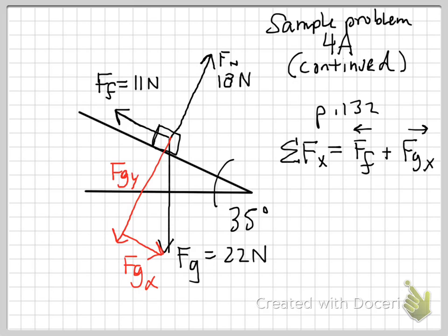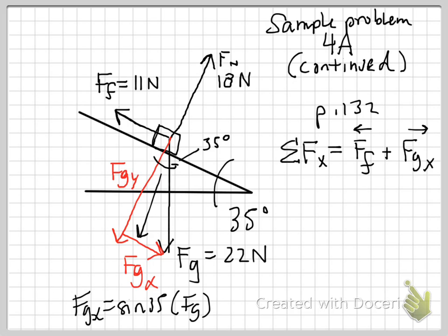We're given the force of friction. We have to write an expression for the force of gravity on the x. Because we know that this angle is 35 degrees, we can write that expression, and the force of gravity on the x is opposite the 35. So F_gx is equal to sine 35 times F_g.